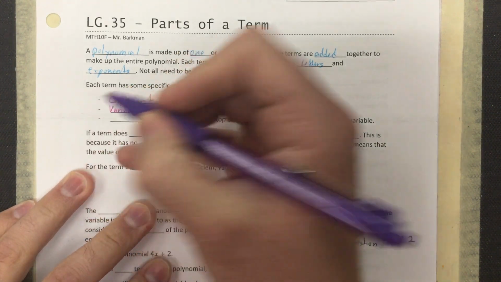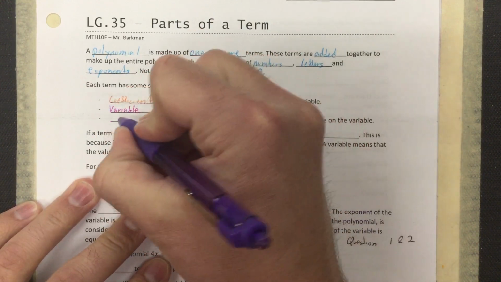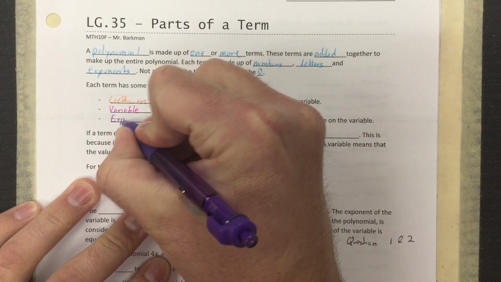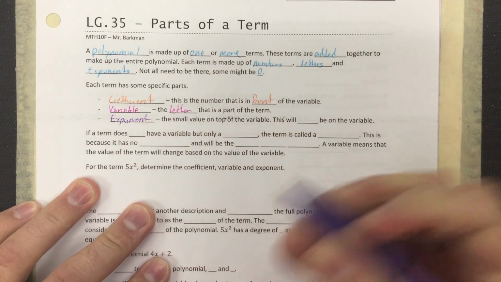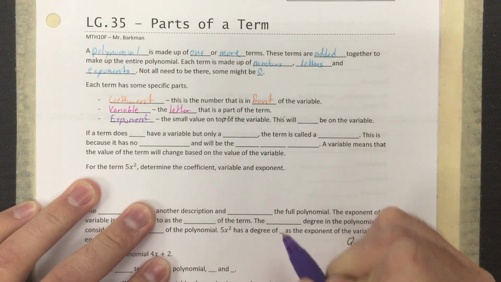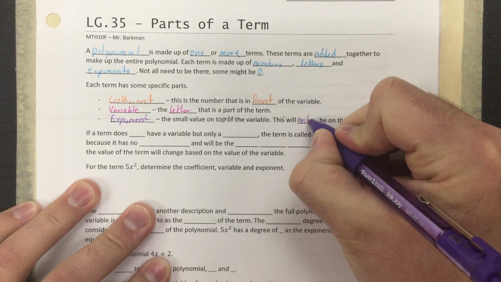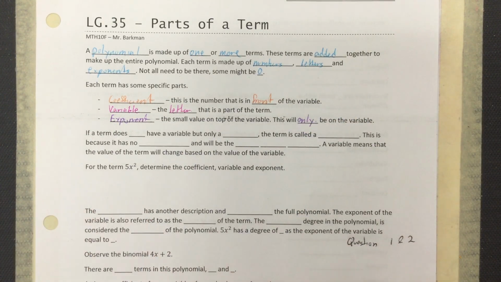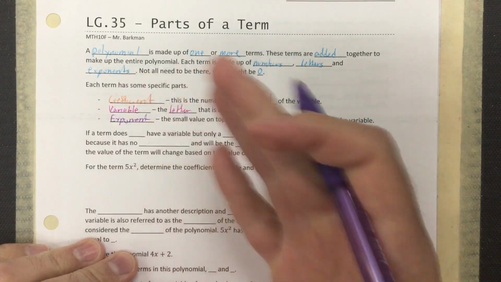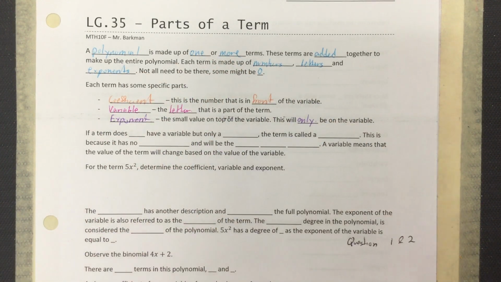The final thing that we could have is what we call an exponent. This is that small value that's on top of the variable, and it will only be on the variable. It does not apply to the coefficient, it only applies to the variable. So if that's x, it's x squared, or x times x. We don't apply it to the coefficient in front, we only apply it to the variable.